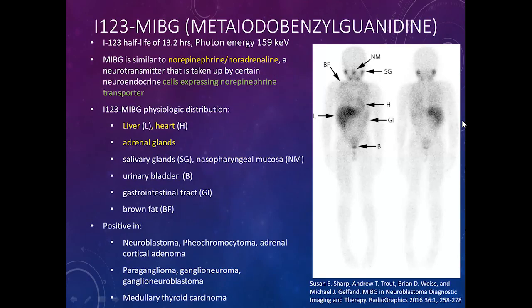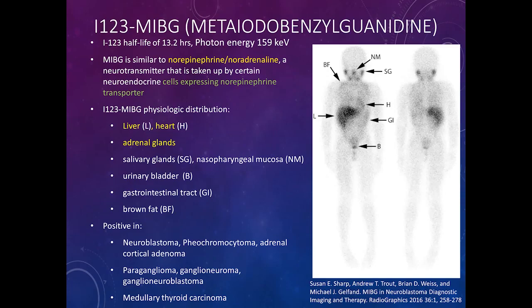So we will start with MIBG. Usually we use MIBG for imaging of neuroendocrine tumors that express norepinephrine transporter. We can use MIBG labeled with I-123. It has better characteristics for imaging compared to the other option, which is I-131 labeled MIBG. So we will talk about I-123 labeled MIBG. Half-life of I-123 is 13.2 hours.